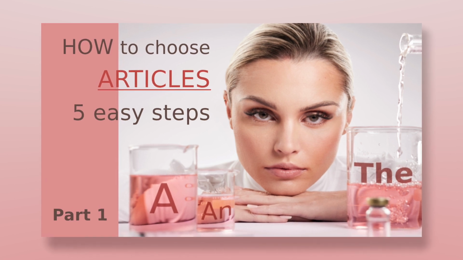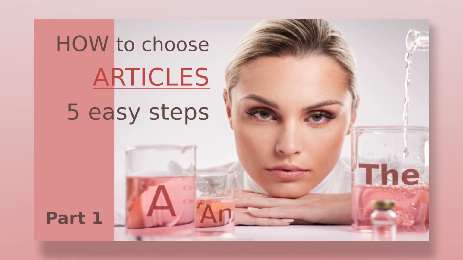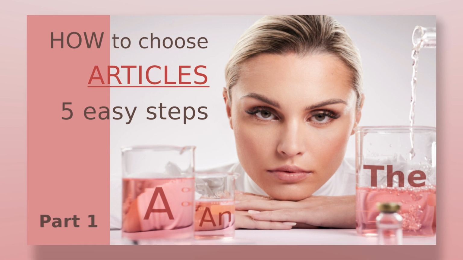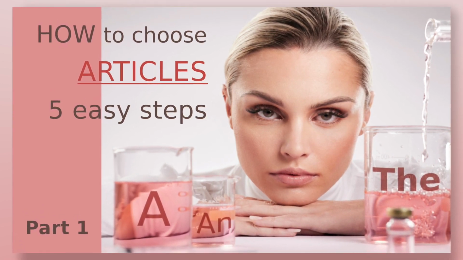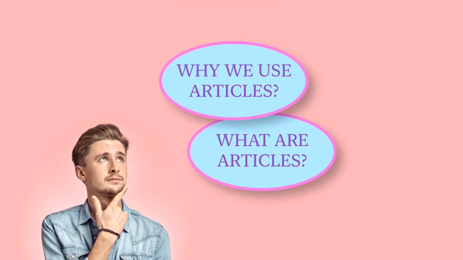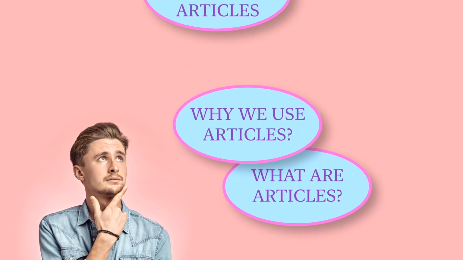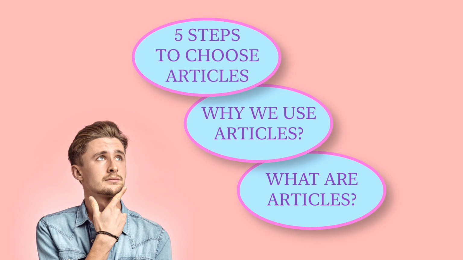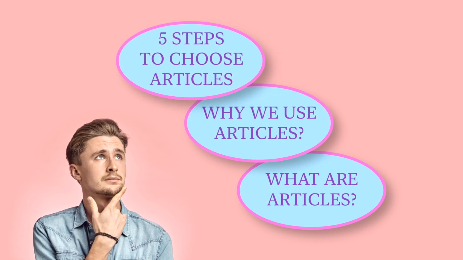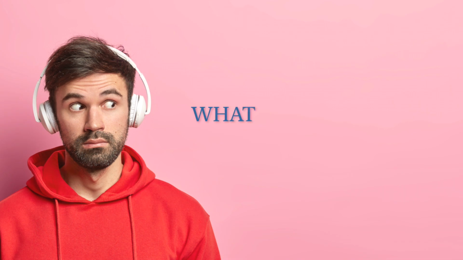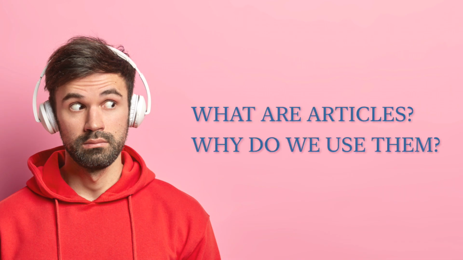In part 1 of our video series on how to confidently choose your articles correctly for all your nouns, we are looking at what articles are and why we need to use them. And then I will give you a simple 5-step approach to choosing articles for all your nouns when they are used generally. So let's get started with thinking about what articles are and why we need to use them.